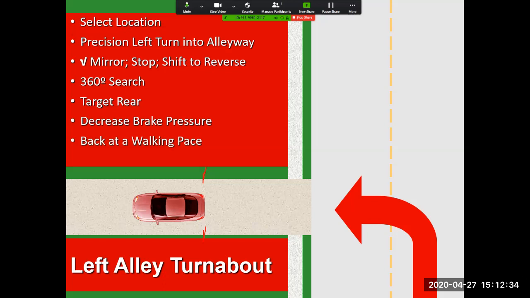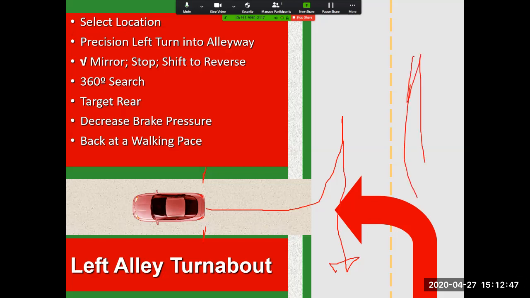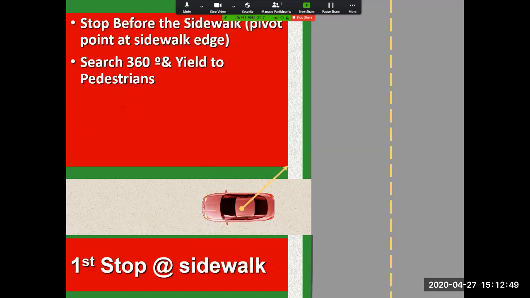And we're going to back at a walking pace. Remember, our goal is to make a U-turn, so we're going to talk about the steps. We can come into here, back out of the driveway and head on our way, making a U-turn, because our original direction was to go this way, so we want to go the opposite way.